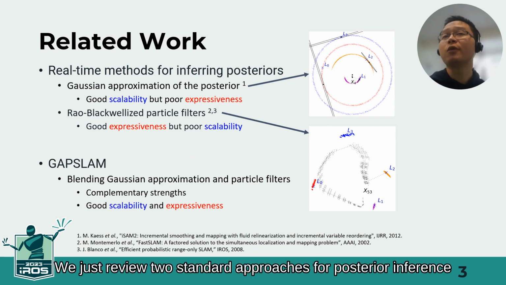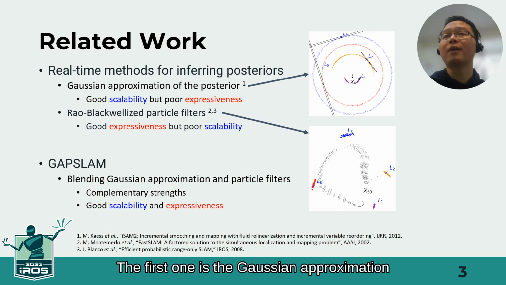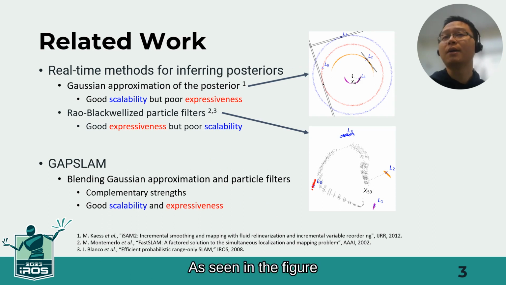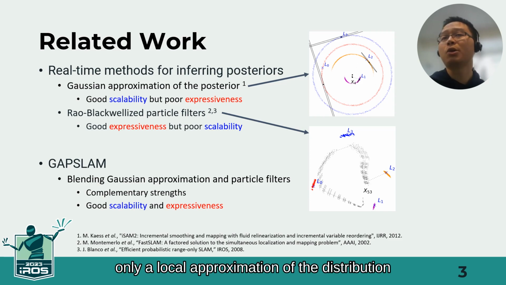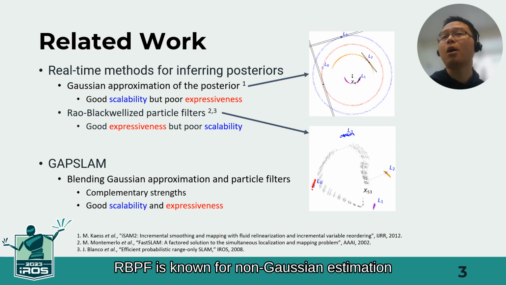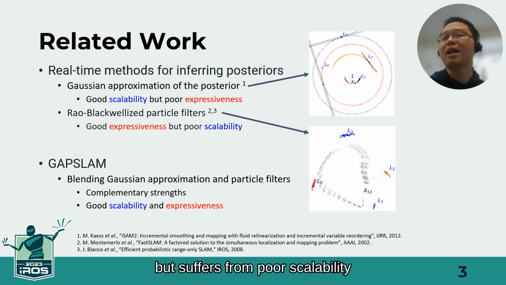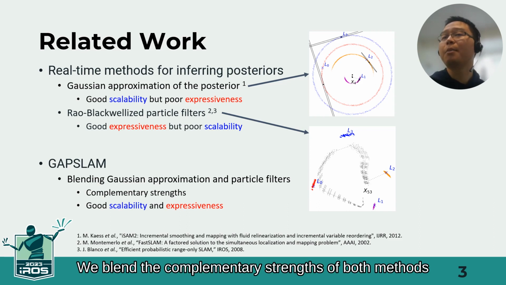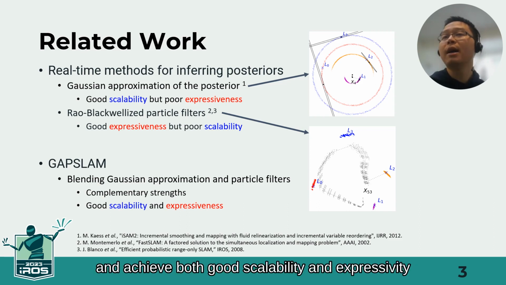We just review two standard approaches for posterior inference. The first one is the Gaussian approximation. As seen in the figure, the Gaussian approximation is only a local approximation of the distribution. The second one is RBPF. RBPF is known for non-Gaussian estimation, but suffers from poor scalability. We blend the complementary strengths of both methods and achieve both good scalability and expressivity.